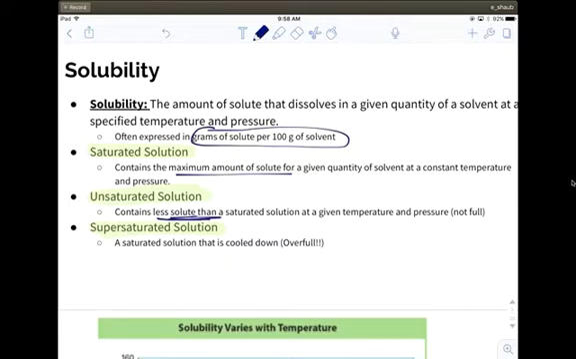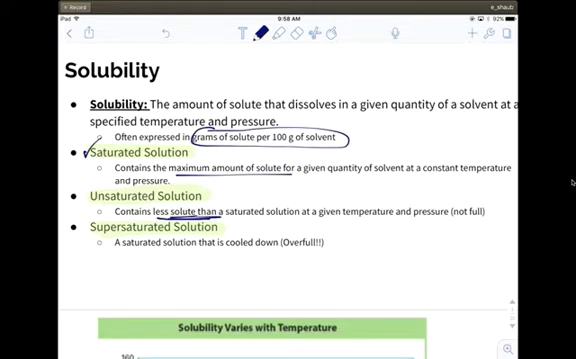So if you think about this in terms of making a drink like a coffee, if you have the perfect ratio of coffee grounds to water, that would be a saturated solution. If you then want to add sugar to your coffee, there's only so much sugar that you can add before it just starts kind of sitting at the bottom, if you've ever had that.